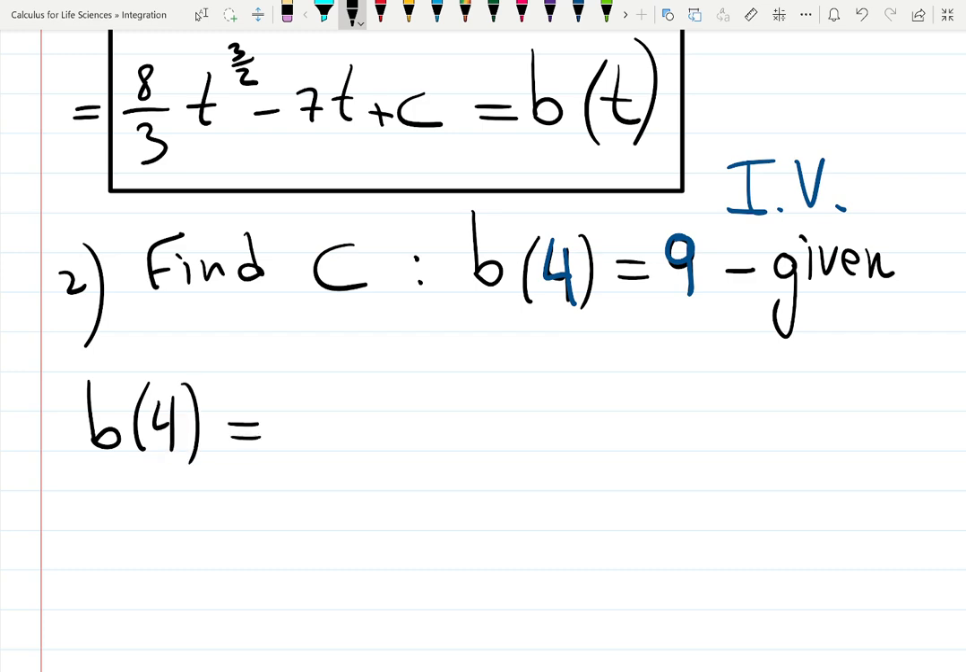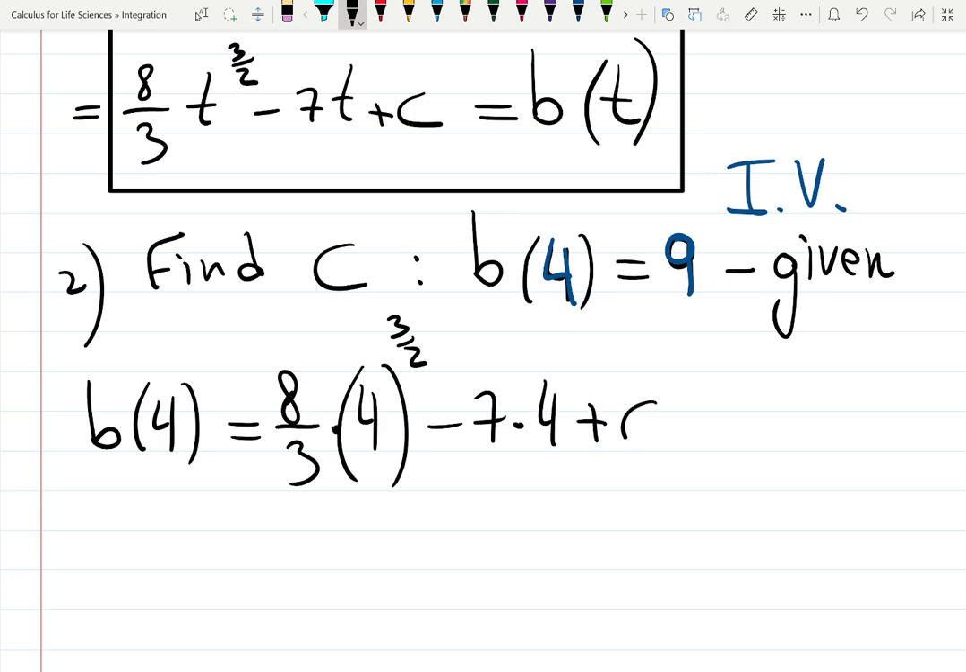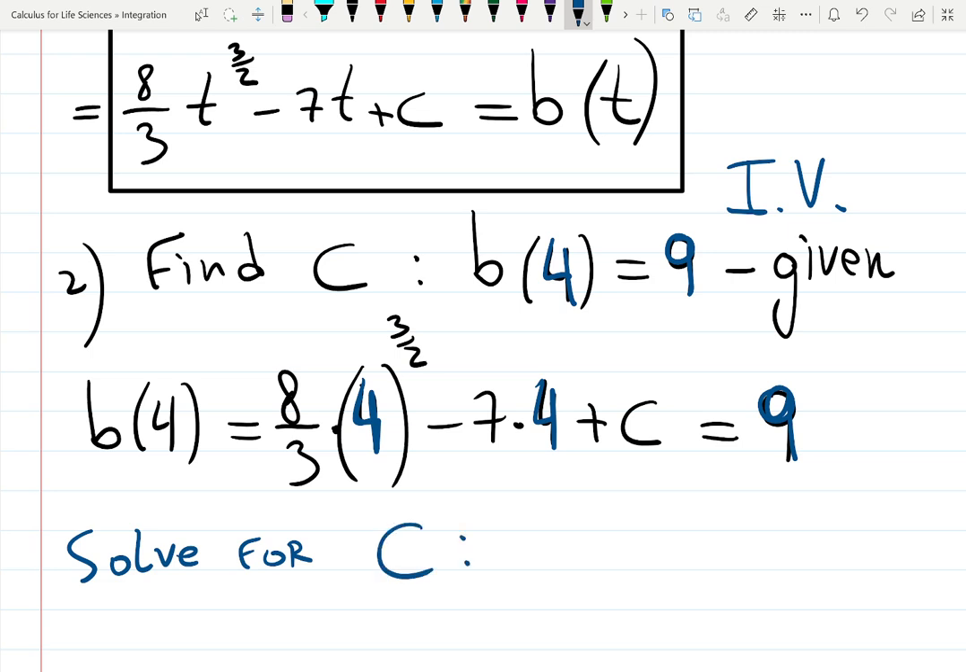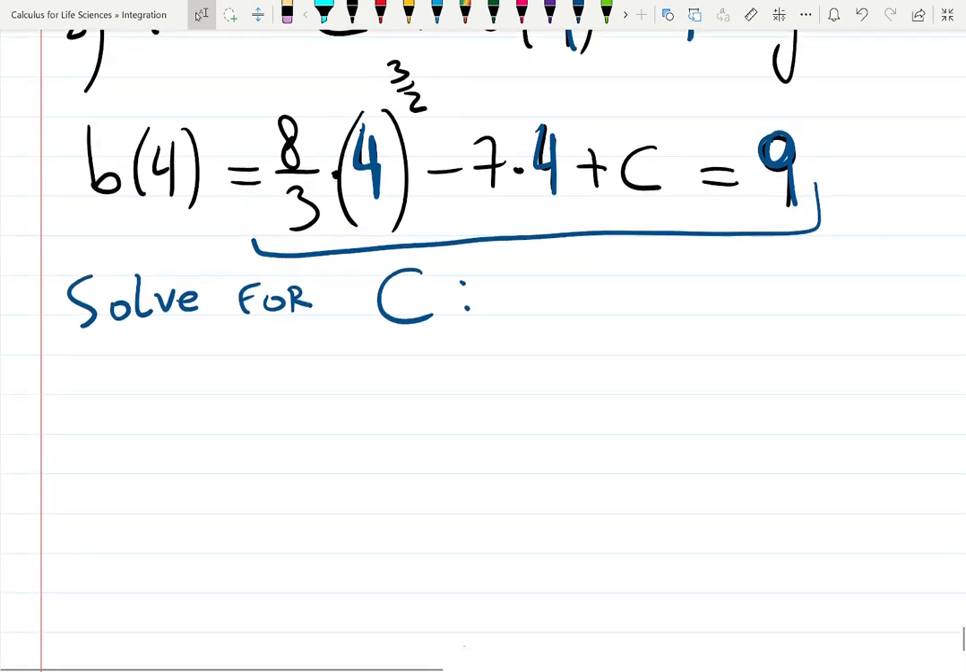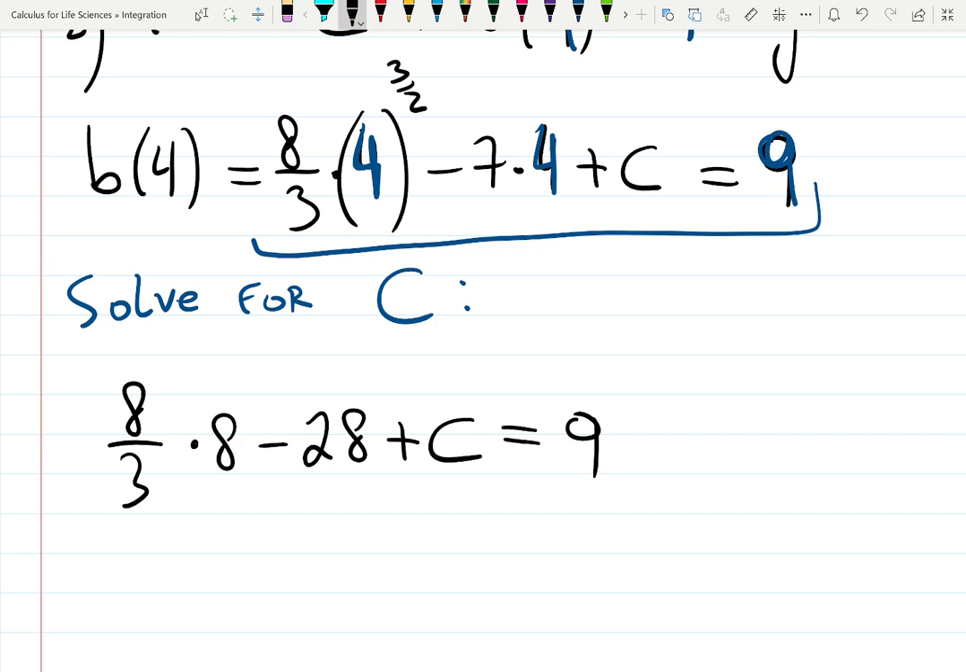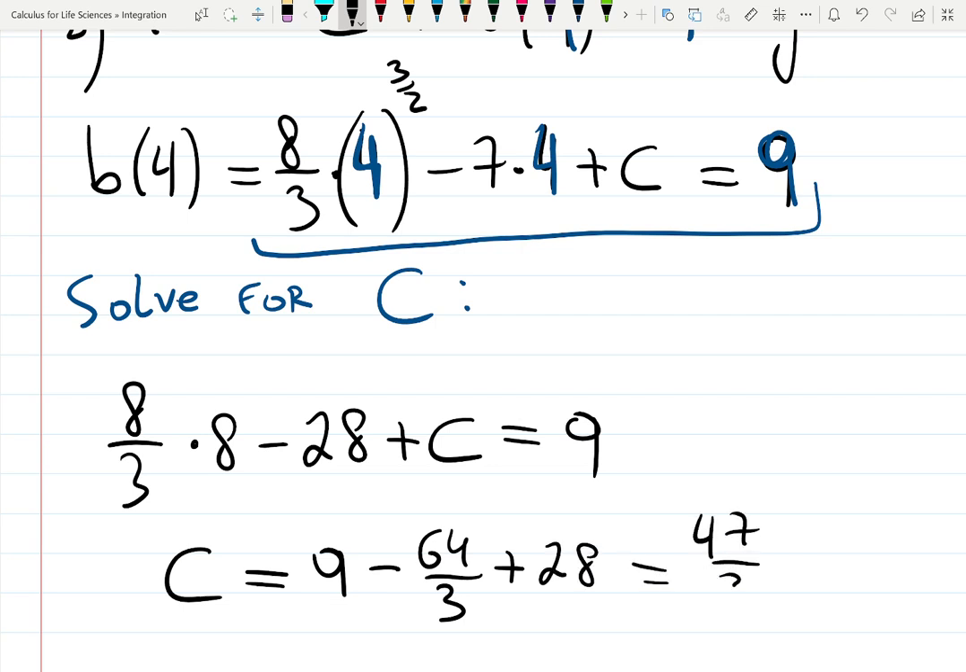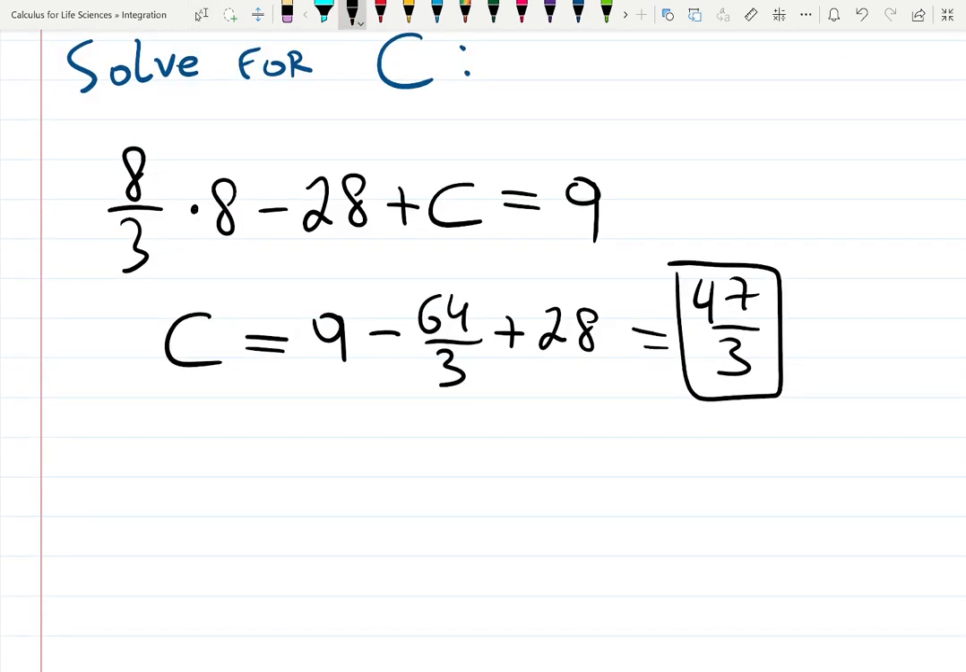B at 4 is 8/3 times 4 raised to the 3/2 minus 7 times 4 plus c. And this should be 9. So I plugged 4 everywhere I see t, and the answer should be 9. Solve for c. Well, 4 raised to the 3/2 is the square root of 4 raised to the 3rd power. So it's going to be 2 times 2 times 2, which is 8. So it's going to be 8/3 times 8 minus 7 times 4, 28, plus c equals 9. c is 9 minus 64 over 3 plus 28. And if I did not mess up, it should be 47 over 3. Create common denominator.